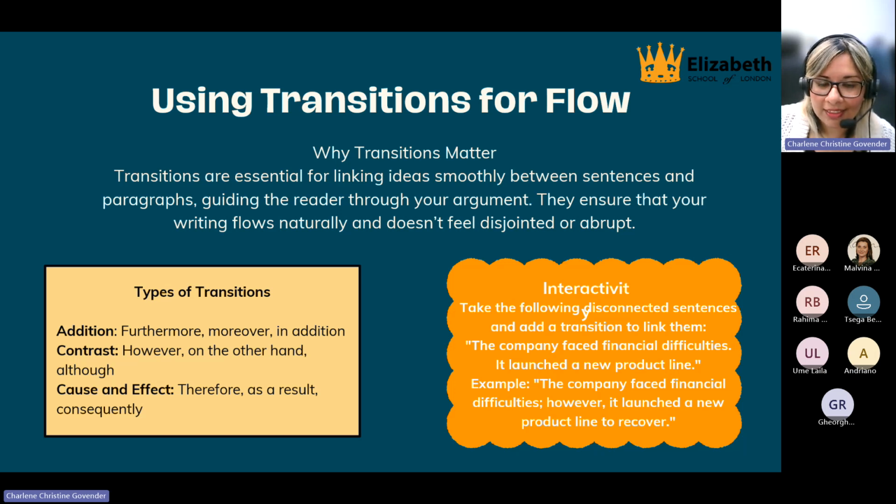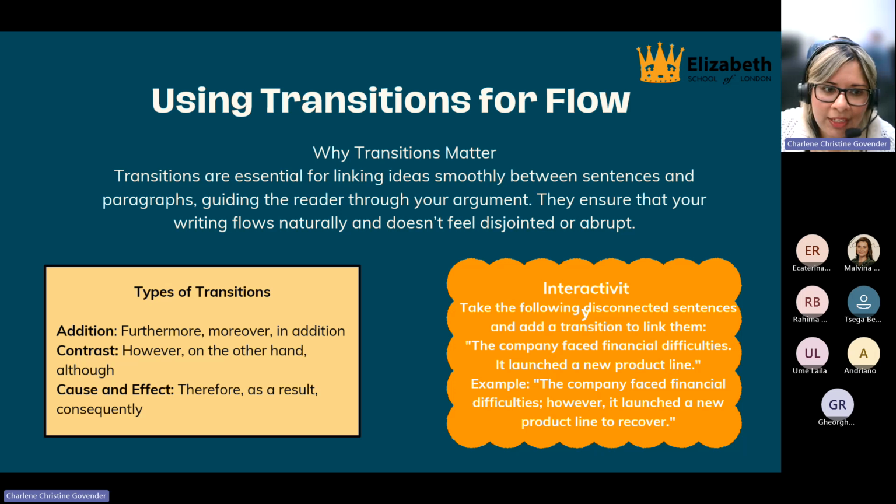Okay. So I have an interactivity for you. Let's see if I could just magnify this a bit bigger. Okay. Take the following disconnected sentences and add a transition to link them. So you're going to add one of these transition words. The company faced financial difficulties. It launched a new product line.